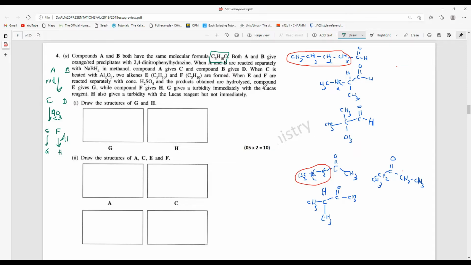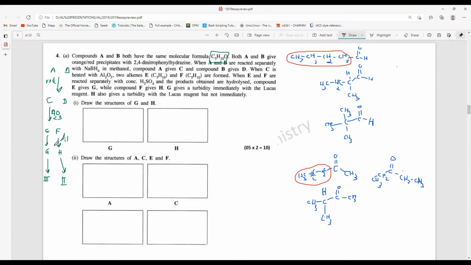G gives turbidity immediately with Lucas reagent, H gives turbidity but not immediately, which gives the idea that G is a tertiary alcohol, and H is a secondary alcohol. So these are the pieces of information that we can take from this one. Give me a second again. Sorry for that. So they're asking to draw the structures of G and H.